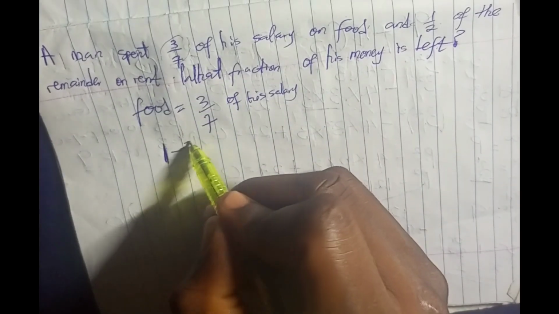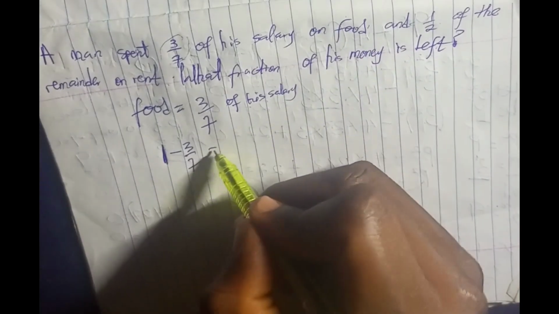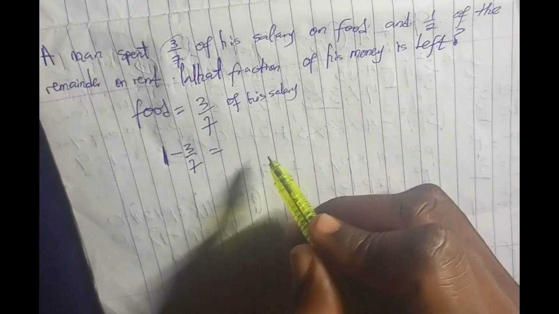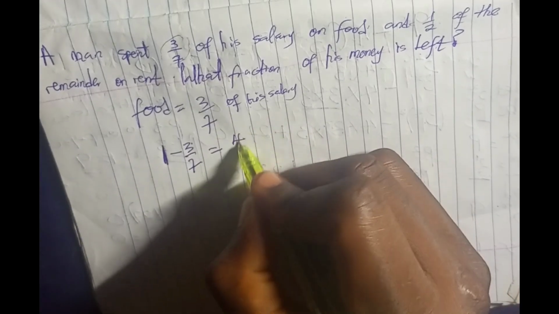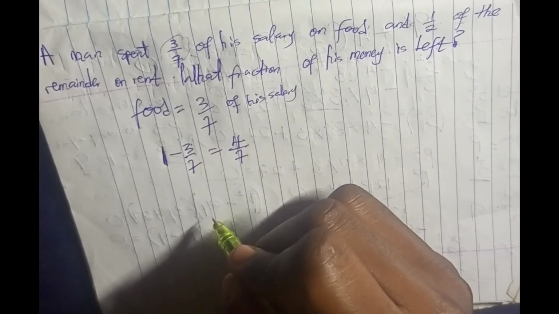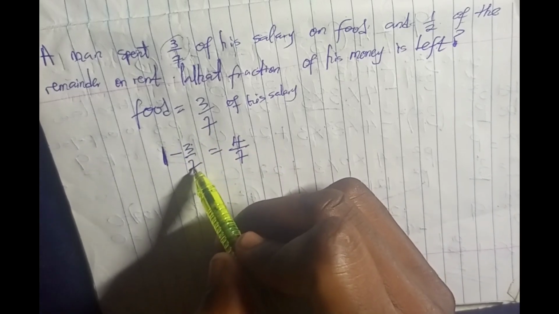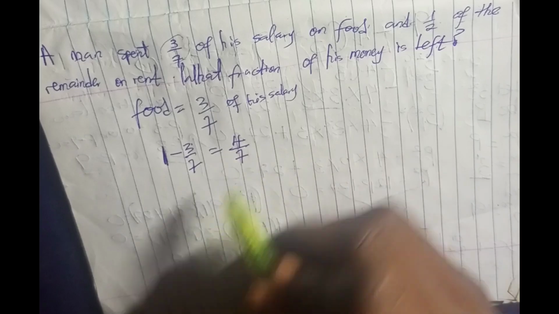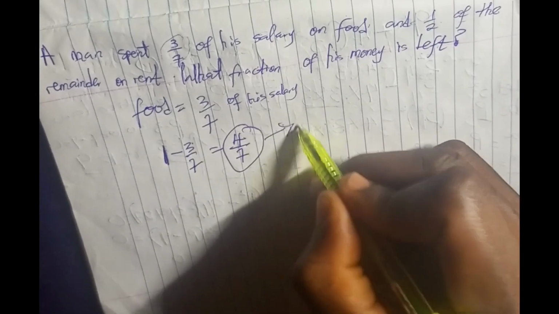Does it make sense? Now 1 minus 3 over 7, what is spent on food. Let's look at the remainder, which they talked about in the second part. 1 minus 3 over 7. 7 minus 3 is 4, so it will give us 4 all over 7. Does it make sense? You just cancel this 1, then you call it 7. 7 minus 3, 4. 4 over 7. So that's what we actually did.